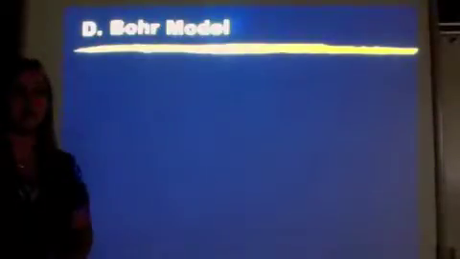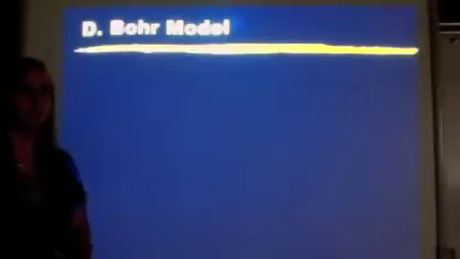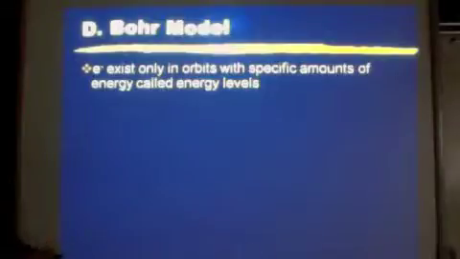Then we come to Bohr's model. Now remember, he's Bohr ring. He has the rings on his atom where the electrons exist. They are called energy levels. So he said electrons exist only in orbits with specific amounts of energy called energy levels.